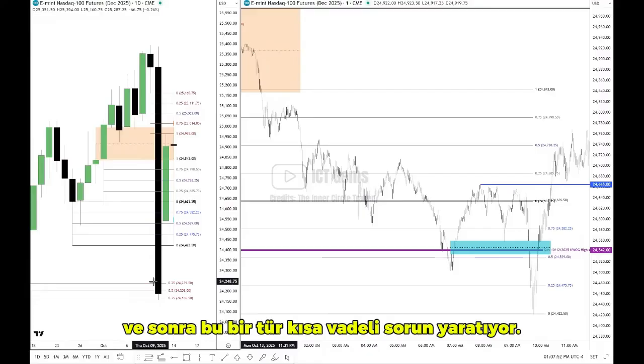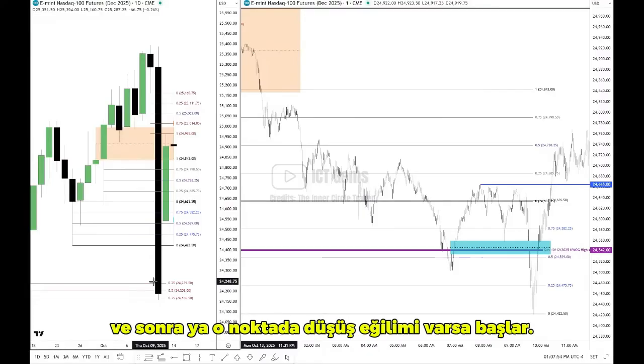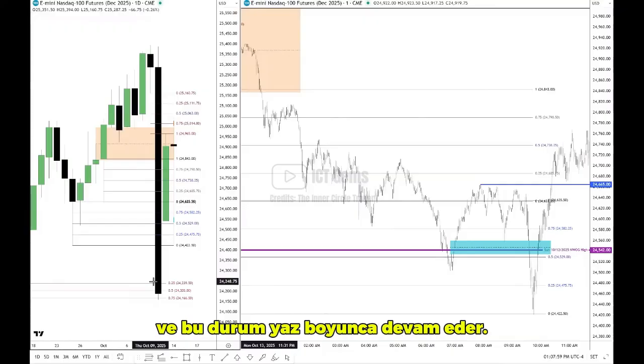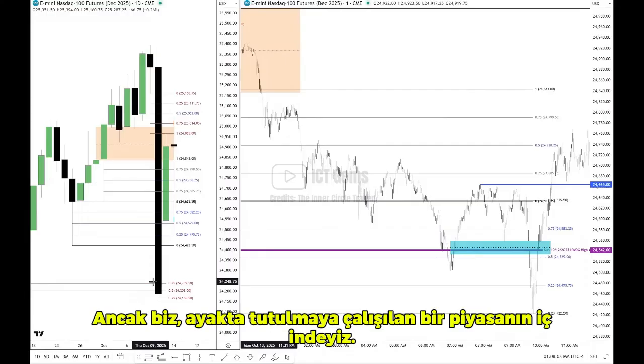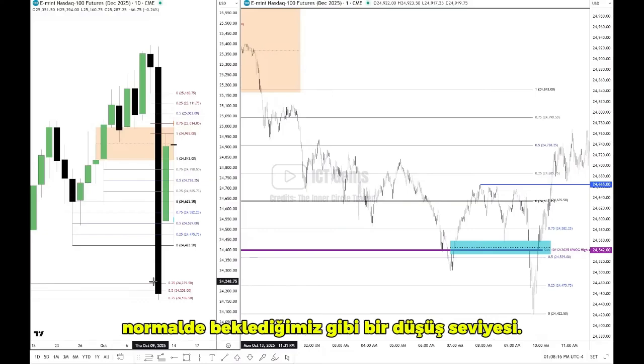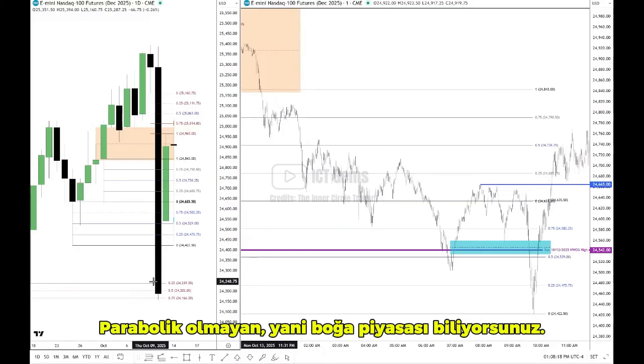And then it creates some kind of short term, intermediate term high. And then if it's bearish at that point, it starts working towards the April, May highs. And then it works its way down through the summer into the fall lows. But we're in a market that is being propped up. It's primarily bullish. No one can argue against that. But if it's in a primary bull market, it can't trade down to a fall low like we would expect in a normal, non-parabolic bull market.